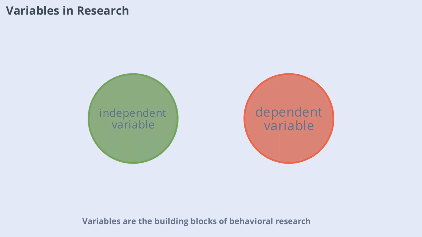Variables are the building blocks of behavioral research. Independent variables are those you manipulate, while dependent variables are what you measure. For example, if you're studying the effect of sleep on memory, sleep is the independent variable and memory performance is the dependent variable. Clearly defining your variables ensures clarity and consistency in your research.